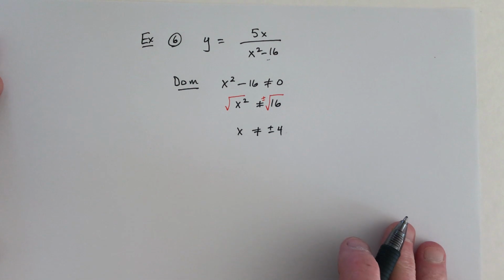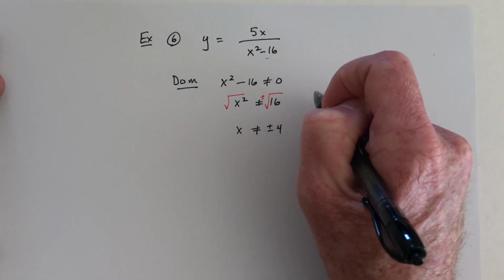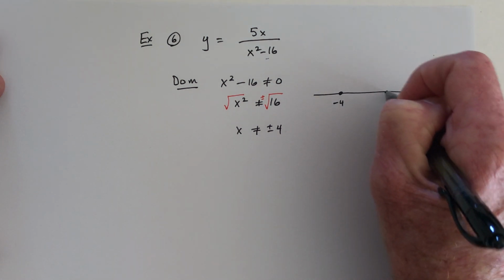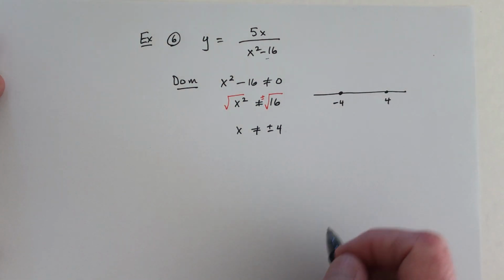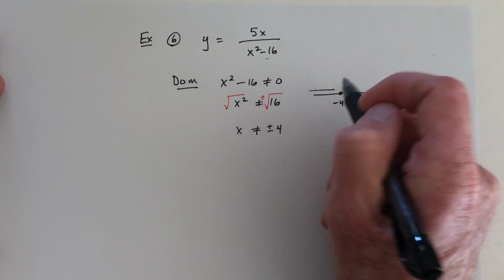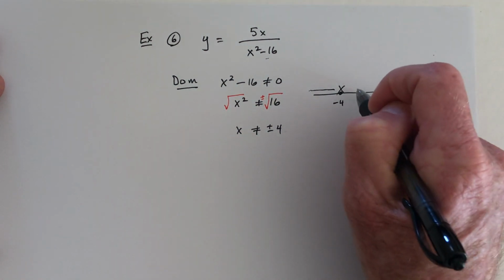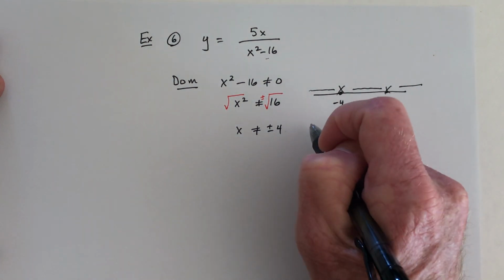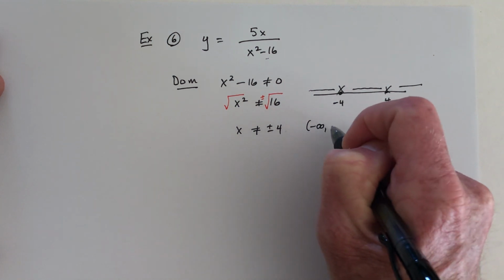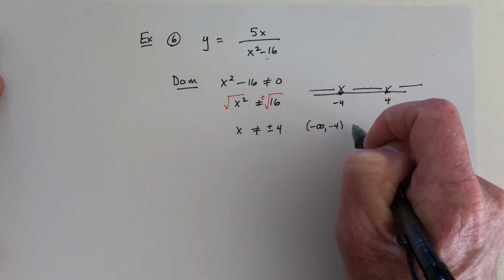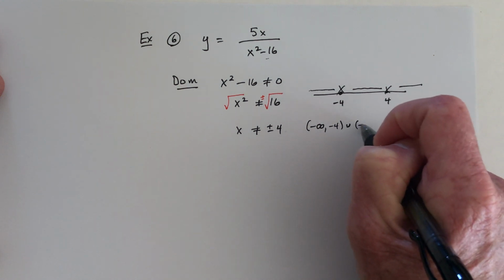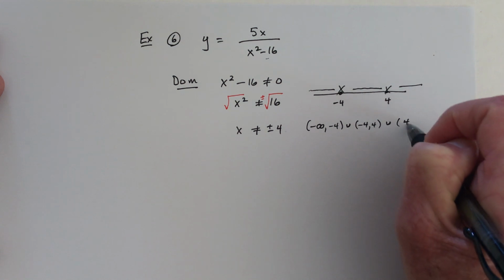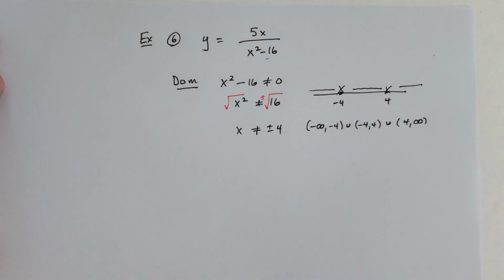So if they ask for the domain in interval form, then that means that basically we've got a negative 4 right here on the number line and a positive 4 right here. And the domain would be all of this, but not the negative 4. The middle part, but not the positive 4. And then the right side. So that would be from negative infinity to negative 4 is the left side. Union, the middle part from negative 4 to positive 4. Union, and the right side from 4 to infinity. So there's the domain.